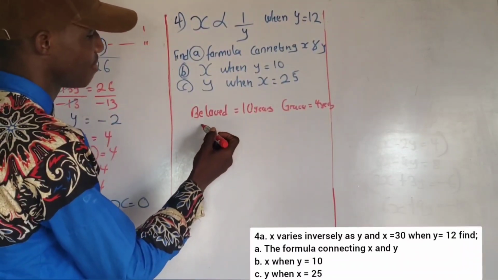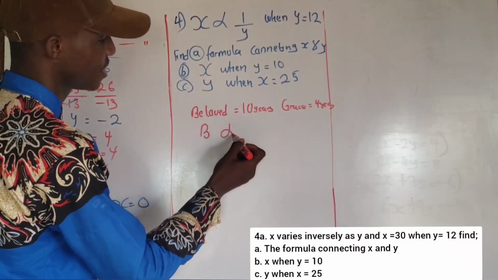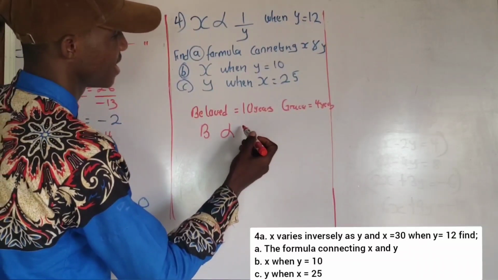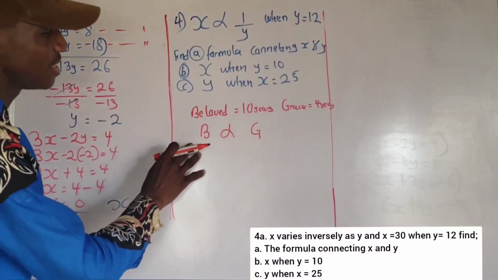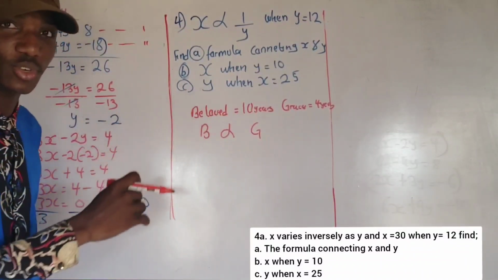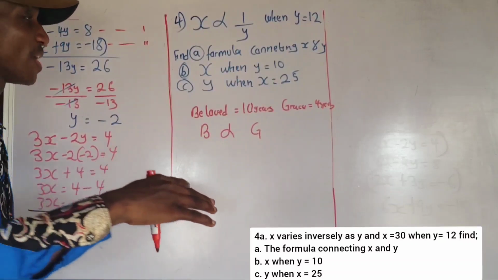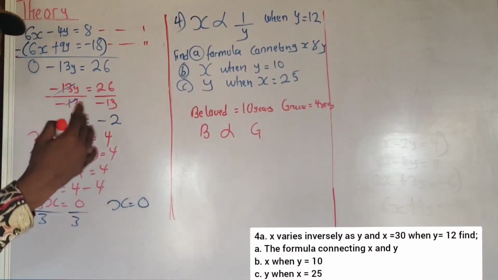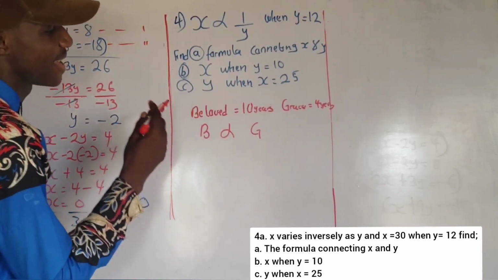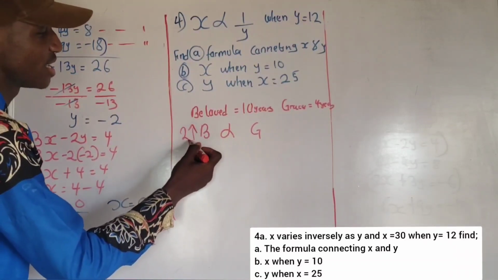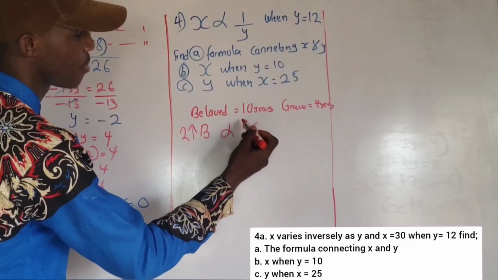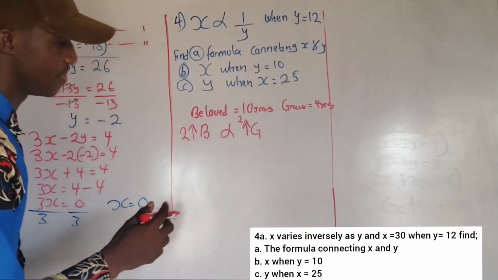Now, that means that Beloved's age varies directly as Grace's age. You understand? You know that that means that our ages are not equal, because variation talks about something that is not equal. So that means that if my age increases by a proportion of 2 years, Grace's age will also increase by a proportion of 2 years. You understand? Now listen, please pay attention.